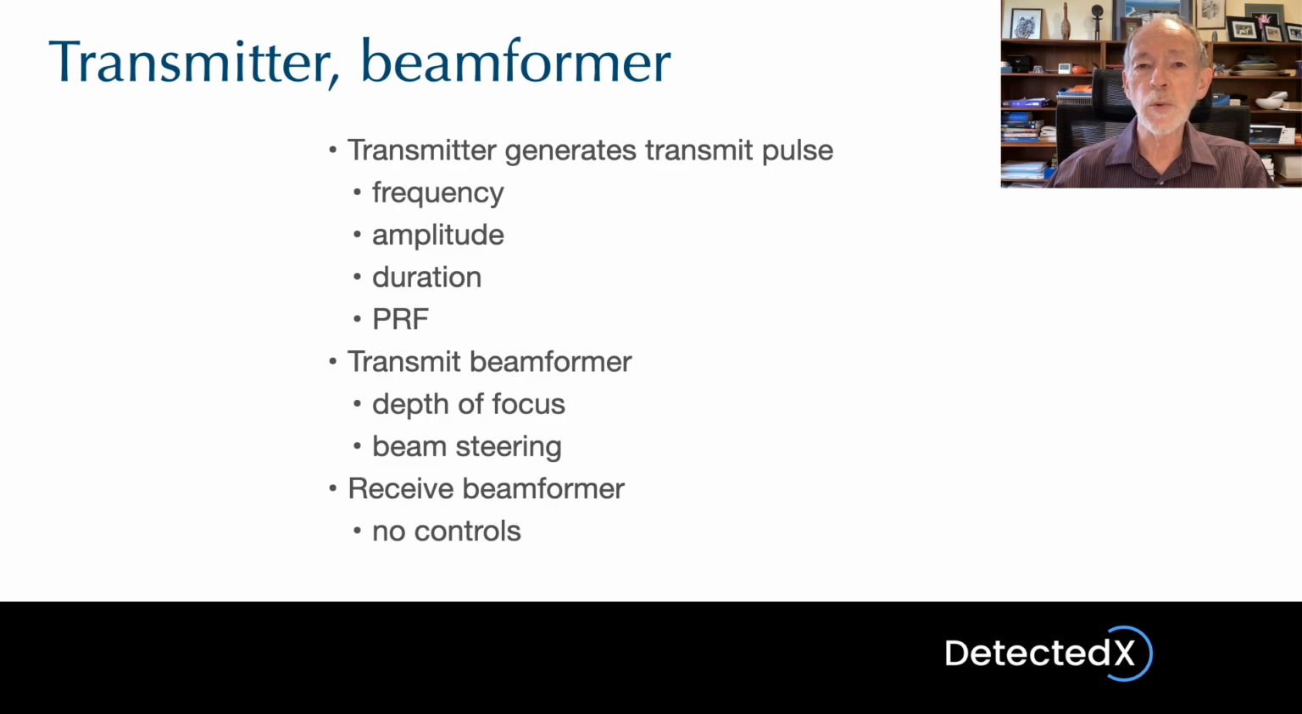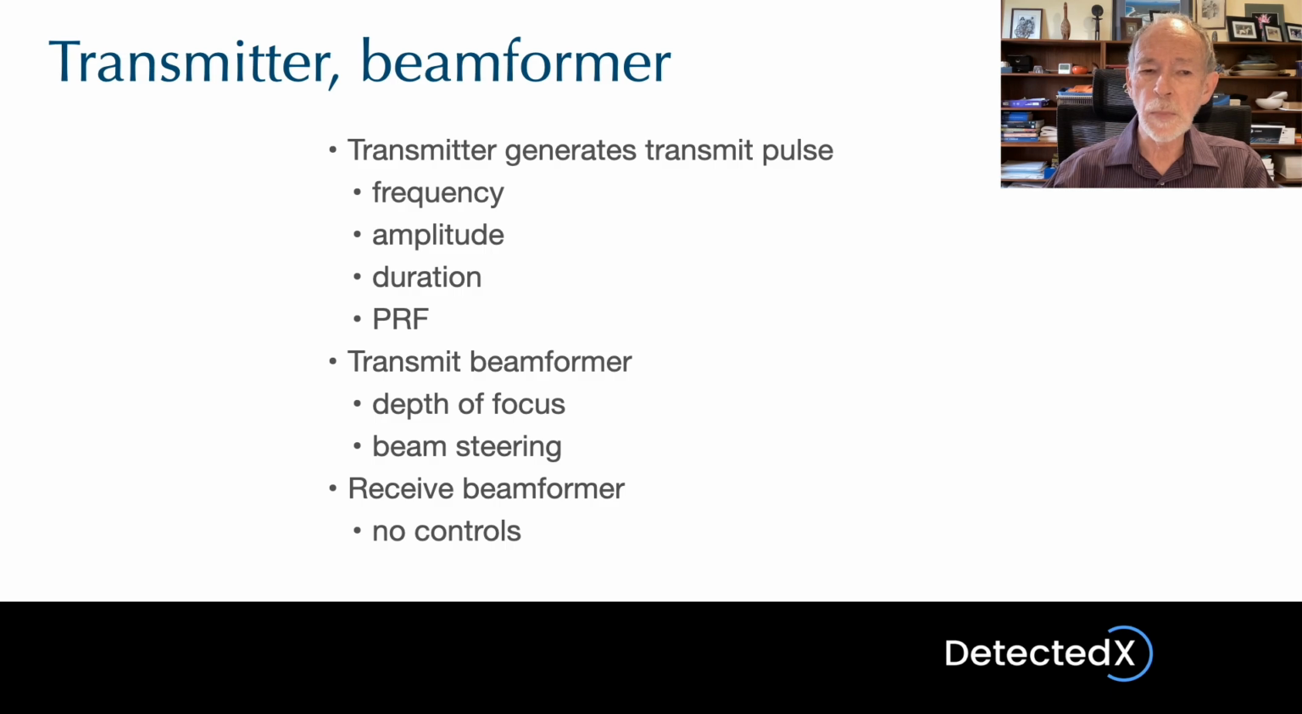Then we finally have the receive beamformer, which takes the received echoes from the individual elements and combines them together, but by delaying them first of all in order to form a focused beam. The user has no controls over the receive beamformer because you may remember it's a dynamic beamformer which is continually adjusting itself so that it is always focused correctly at the depth the echoes are coming from, moment by moment.